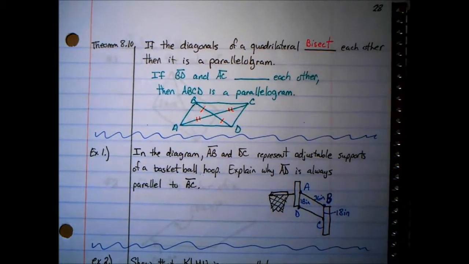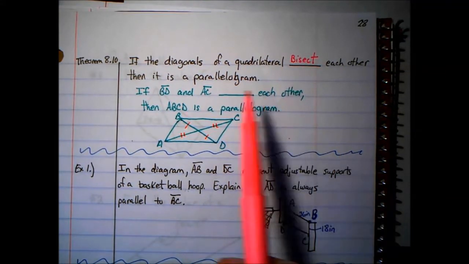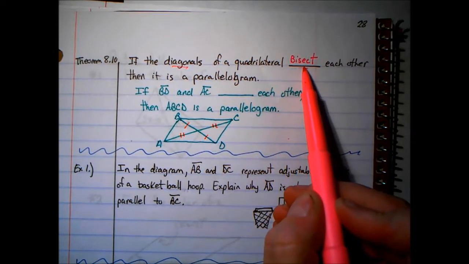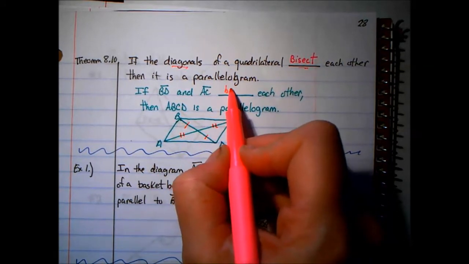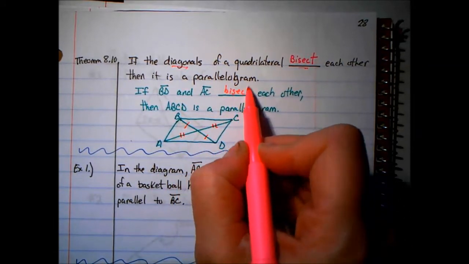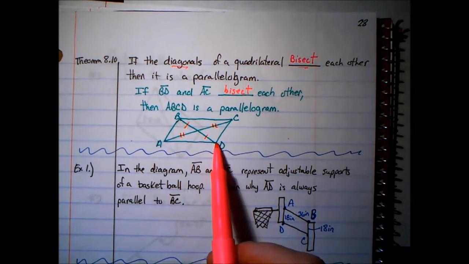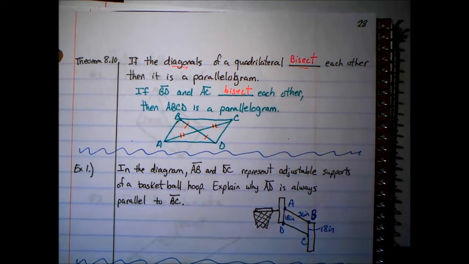Okay. 8.10 is the last theorem for this section, and it refers to the diagonals. If the diagonals of the quadrilateral bisect each other, which bisect means cut in half, then that will state that it is a parallelogram. So for my blank here, we'll write the word bisect. If BD bisects AC, then it is a parallelogram.